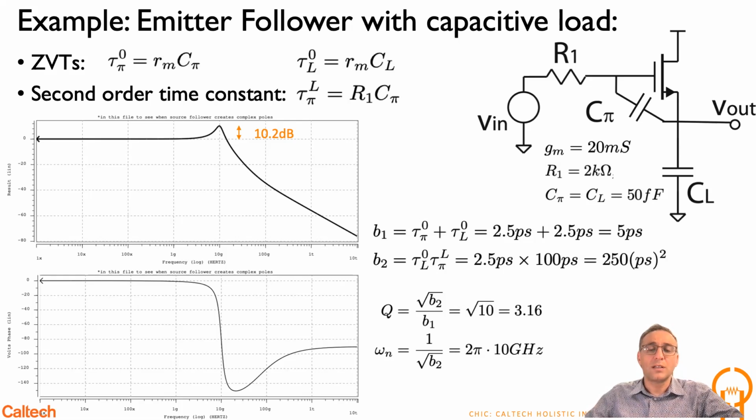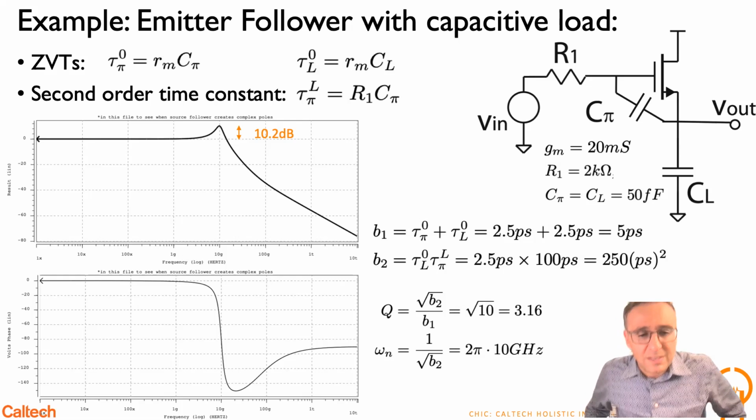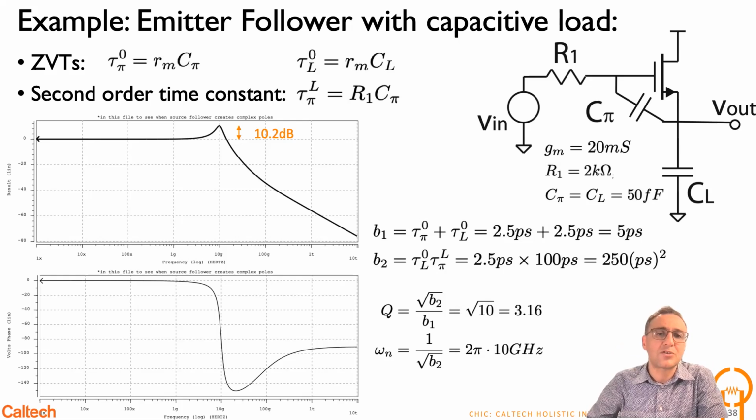Now, if you calculate the quality factor based on the square root of B2 over B1, you see it's basically square root of 10, which in dB would be 20 log of square root of 10, which is 10 dB. And you can see that simulation shows a 10.2 dB peaking, which is very close. The natural frequency you would estimate to be roughly 10 gigahertz, and it's at about 9.8 gigahertz, so it's pretty close. This is also a way to see if the ZVT assumption is being violated, if you have complex poles that you have to worry about.